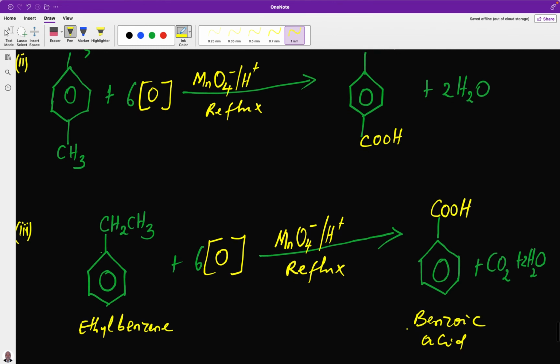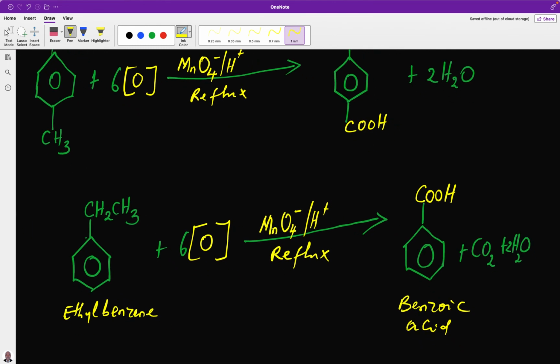And you see what is happening here. Only an acid is produced. Then the other carbon atom is converted to what? To carbon dioxide. Even if it was a propyl group here, only one acid group is produced, then the other ones will be converted to carbon dioxide and water. That is what happens.